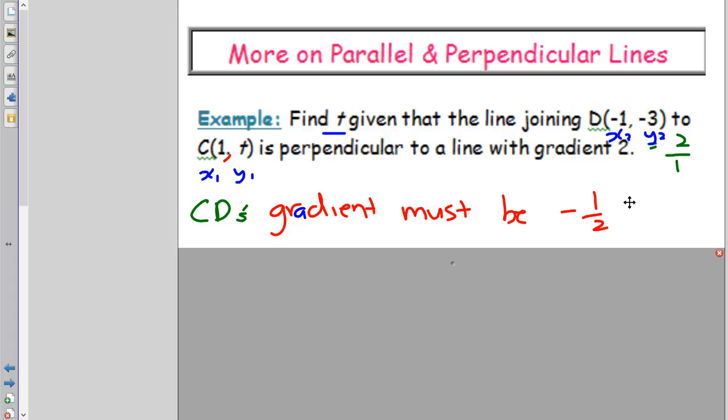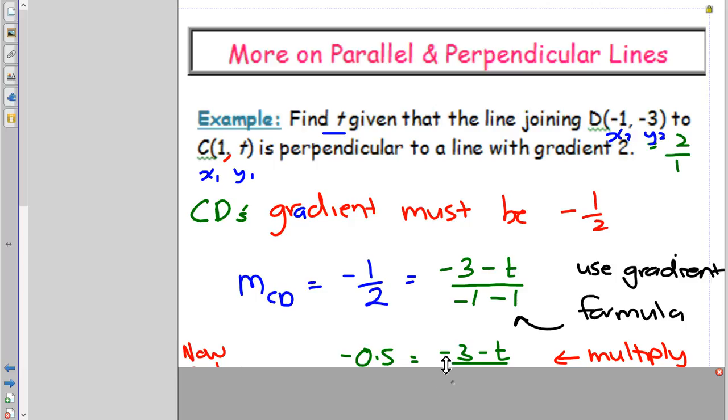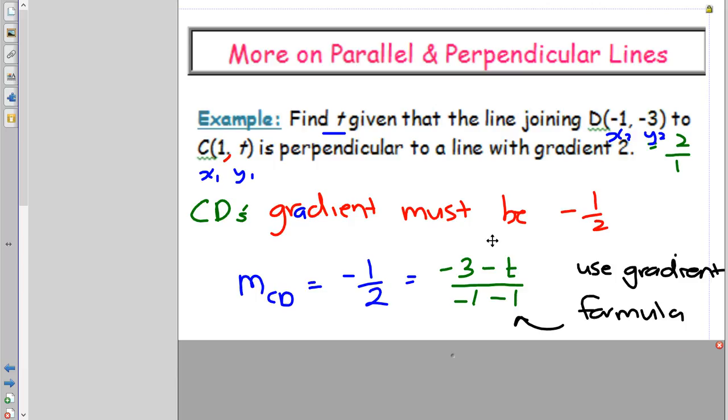And so what you can do is plug these into the gradient formula and set the gradient formula equal to negative 1/2 and then solve for t, the missing one. So gradient formula, remember what it is? It's rise over run. So we've got the gradient of CD, remember lowercase m for the gradient, don't use the uppercase M, is equal to negative 1/2, which is equal to y2 minus y1 over x2 minus x1.